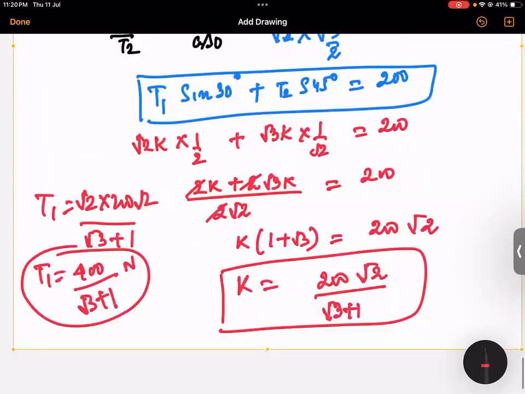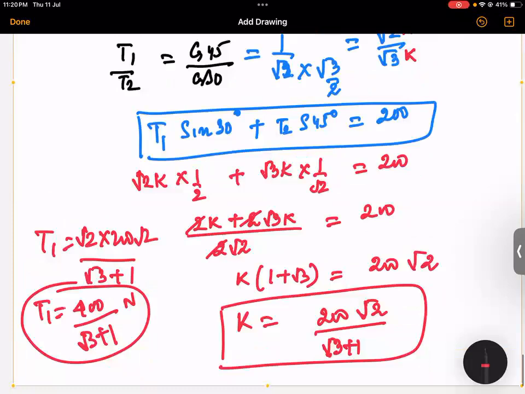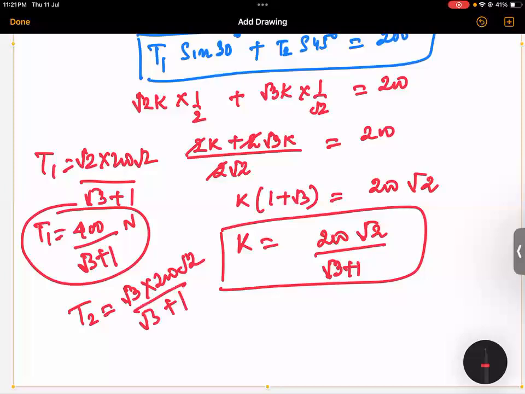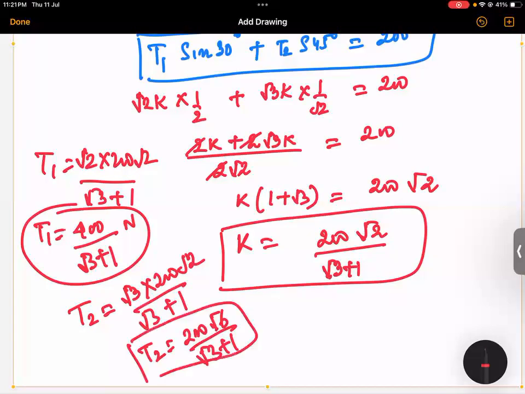And T2, in the same way, T2 equal to root 3K. So similarly you can put the value over here. So T2 equal to root 3 into 200 root 2 divided by root 3 plus 1. So T2 will be equal to 200 root 6 divided by root 3 plus 1. So this is your T2. So this is how you can solve all this problem of equilibrium forces.